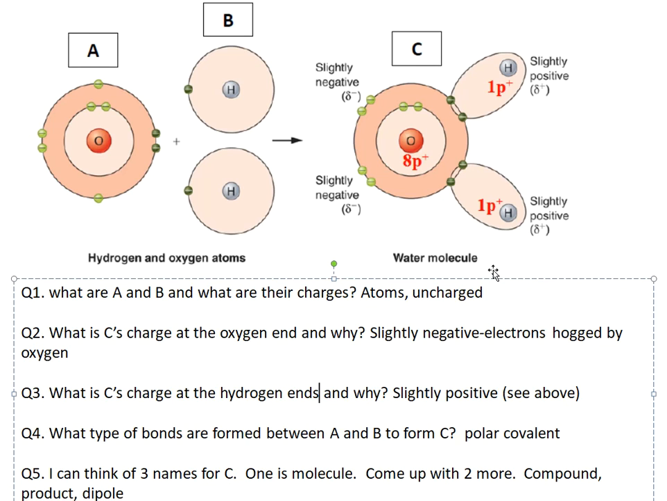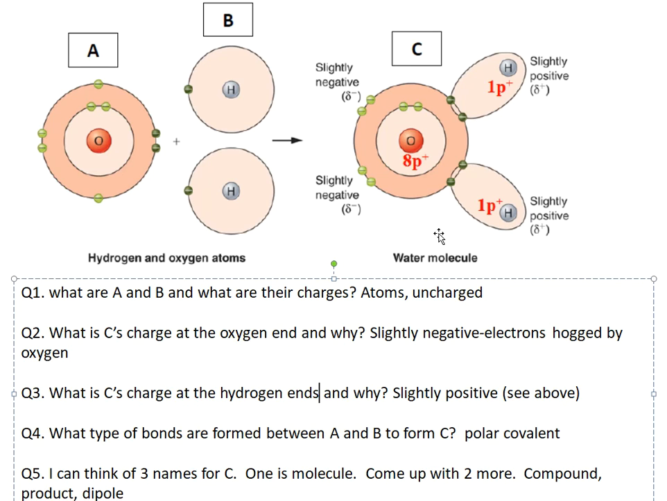Someone mentioned during our discussion that it was a product, and of course it is. Not exactly what I was looking for, but yes, it is a product. The third name I could think of to describe this molecule is dipole, because there are two ends with different charges. The hydrogen end of the water molecule has a slight positive charge, and the oxygen end of the molecule has a slight negative charge, and that is called a dipole.